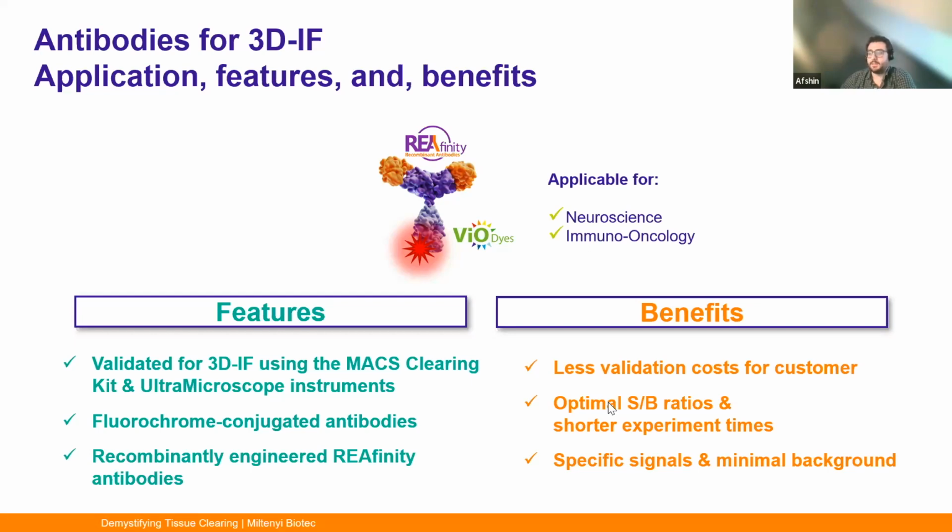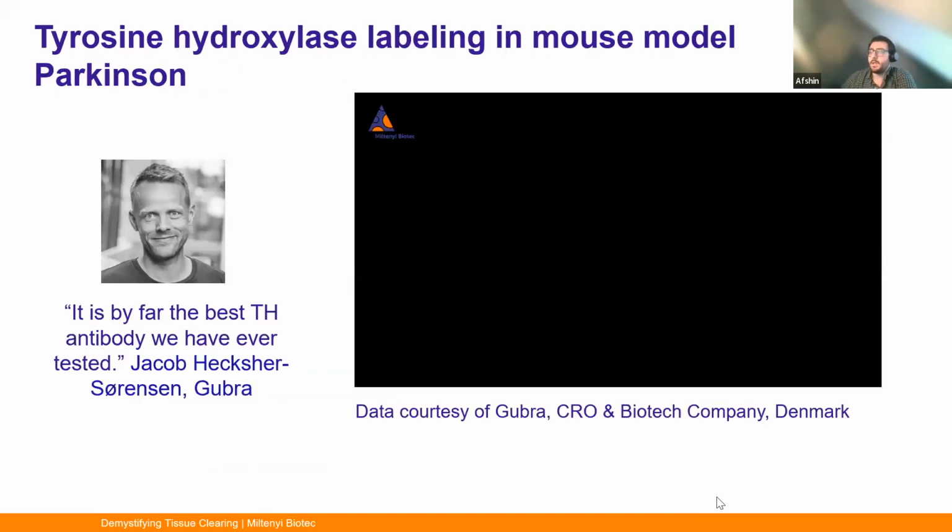And these antibodies are recombinantly engineered, so we have also overcome the issue of the specific signal, and also the minimal background and maximum reproducibility. This is just one example by our antibody being tested by Gubra, the service provider in Denmark, testing our antibody on mouse model of Parkinson.